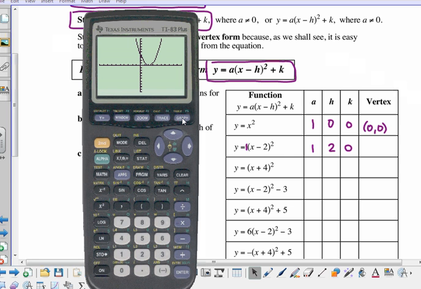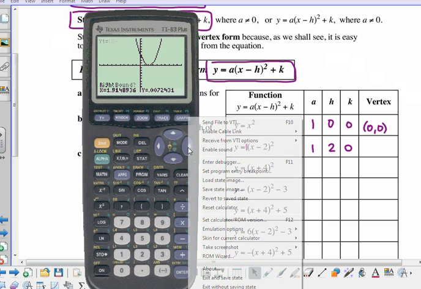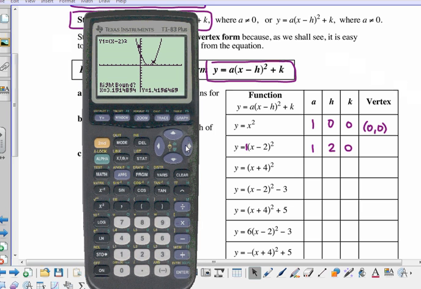How do we find it? Second, calc or trace, and then number 3. Now, here's where it's really important. It says left bound. Are we on the left side of it? Yes. Yep, push enter. Then we scroll over to the right bound, so we want to go on the right side of it. Doesn't matter where? No. And then it says make a guess. So I think it's approximately right there. Enter. And then it actually calculates it.